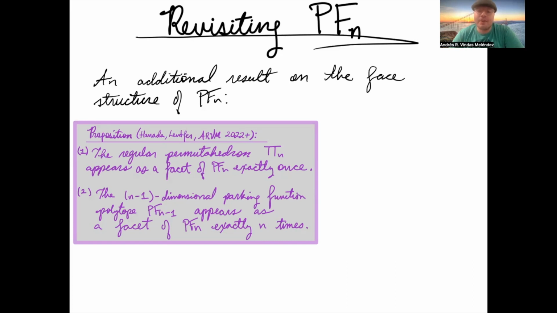So let's see that through a picture. Here is the 2-dimensional parking function polytope on the left, and on the right is the 3-dimensional parking function polytope.